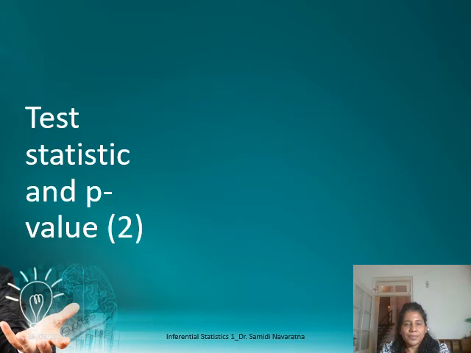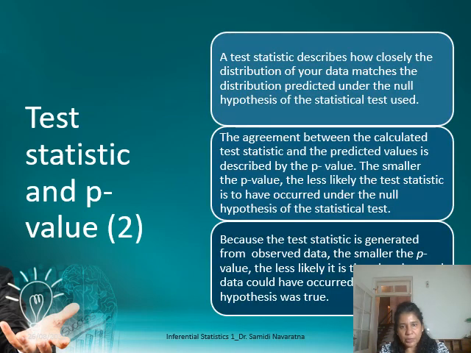So, moving on, the test statistics explained further. It describes how closely the distribution of your data matches the distribution predicted under the null hypothesis of the statistical test used. So the agreement between the calculated test statistic and the predicted value is described by the p-value. The smaller the p-value, the less likely the test statistic is to have occurred under the null hypothesis of the statistical test.